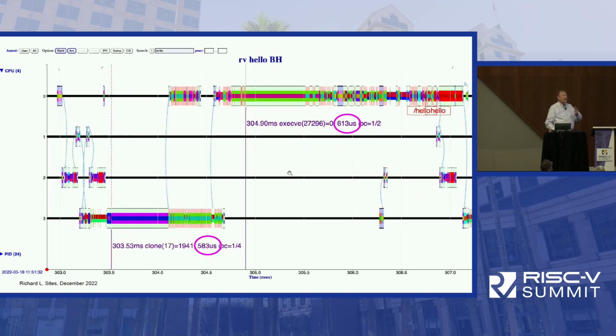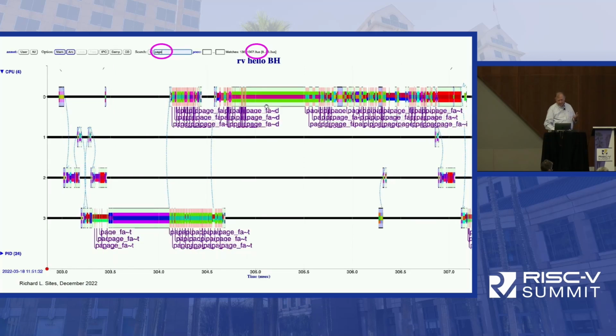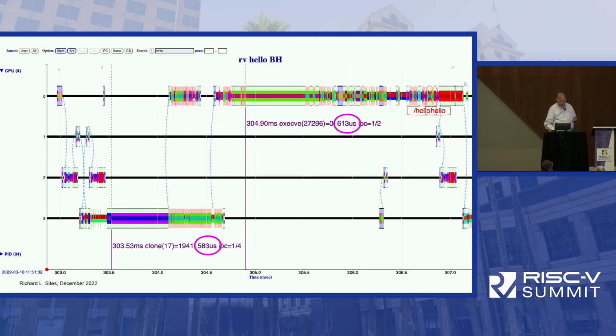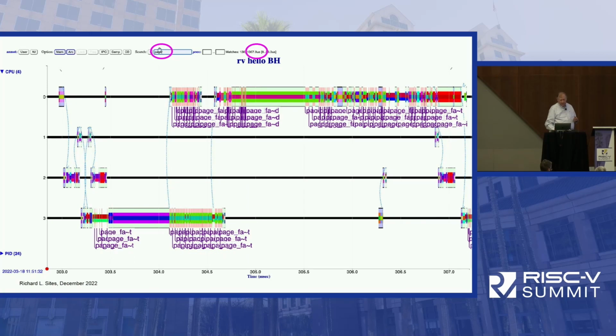So the big time sinks in this trace are the clone call, which takes 583 microseconds, and the execve call, whoops, back one, which takes another 600 microseconds. And there's a bunch of going back and forth. But there's also, if I search for page, 138 page faults, and they take 1.3, 1.4 milliseconds. So the page faults actually take more time than the sum of the 600 microseconds here and 600 microseconds there.